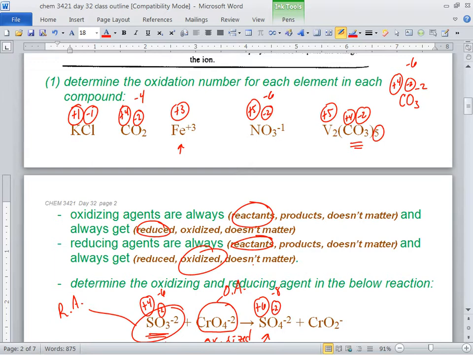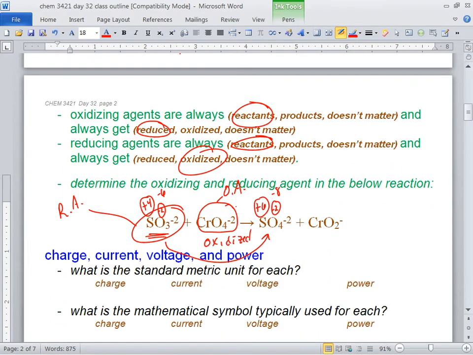You'd have to write something like S equals +4, O equals -2, right? Then I could see what you're doing. But there isn't a whole lot of partial credit to give on something like that anyway.